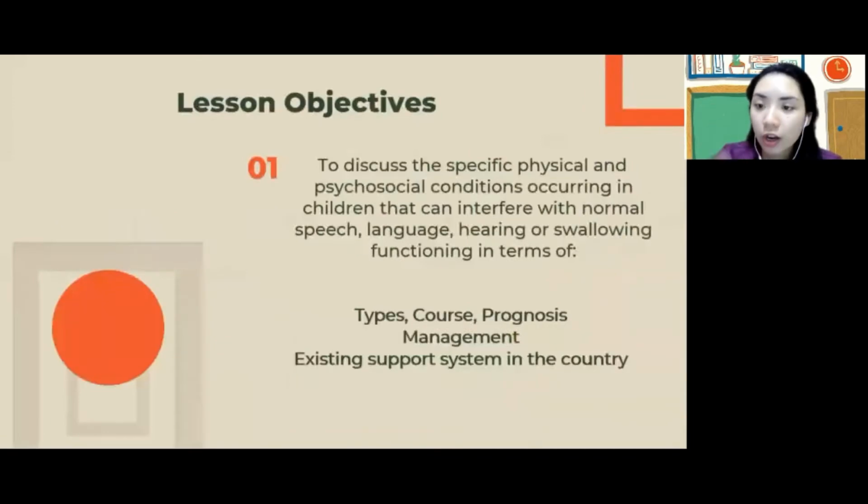So first, let's talk about the lesson objectives. The first one is to discuss the specific physical and psychosocial conditions occurring in children that can interfere with the normal speech, language, hearing, or swallowing function. This is in terms of types, course, prognosis. We also have management and existing support system in the country.